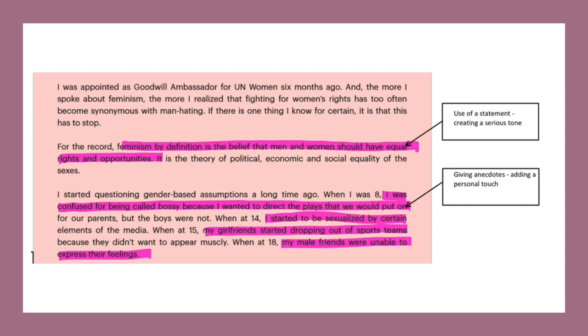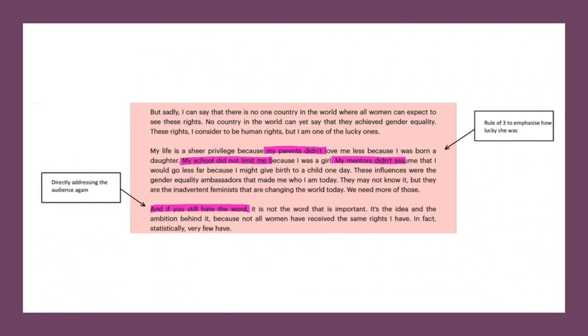And if you look at this next one, she's directly addressing the audience again. This time she's talking about feminism and she says, if you still hate the word, it is not the word that's important. It's the idea and the ambition behind it. So she is directly addressing those that don't like the word feminism, but she's showing them, from her point of view, that it doesn't actually matter what word we use. The important thing is looking at equality.